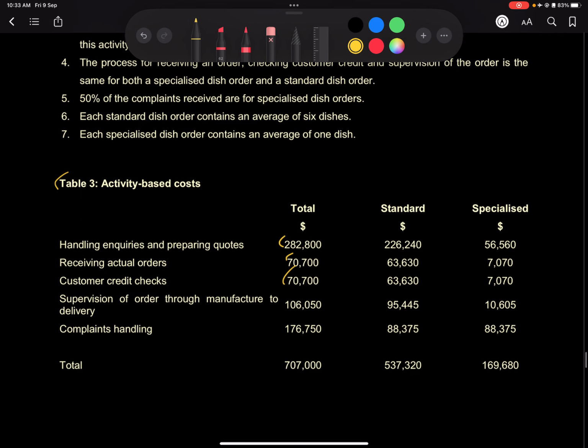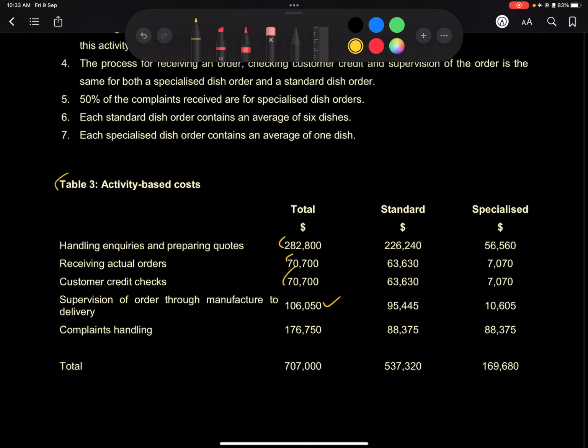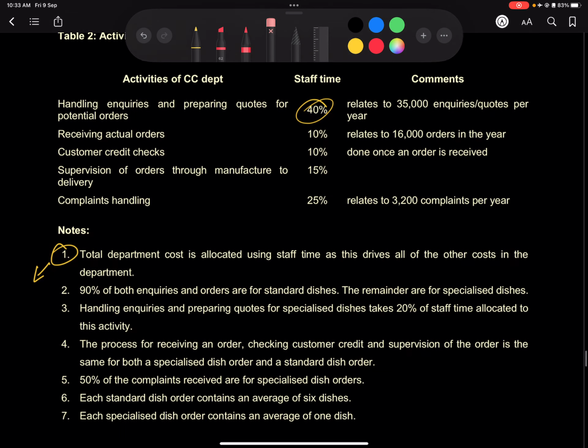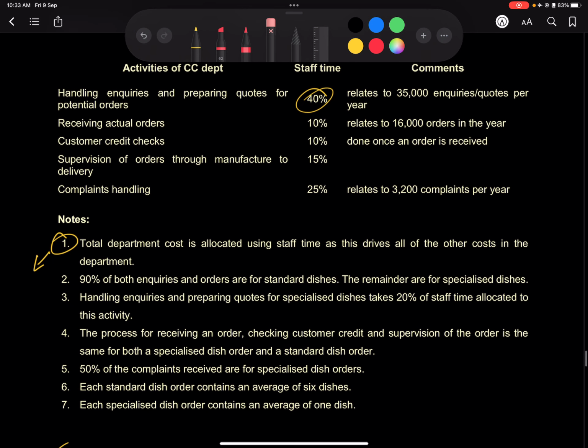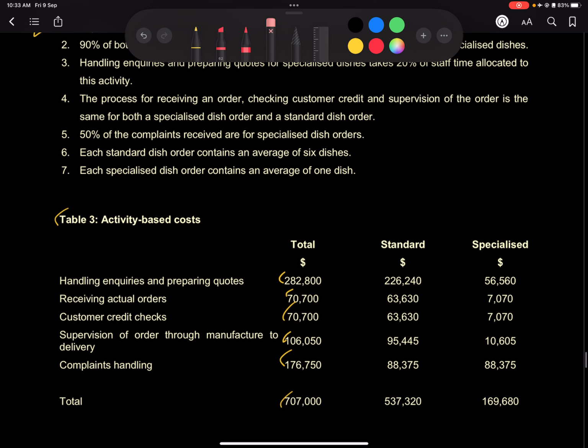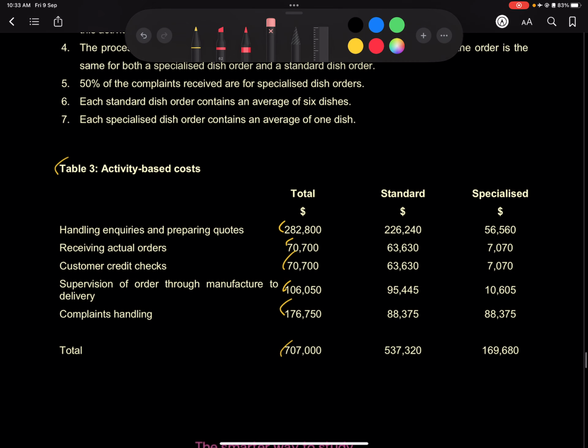So that's going to give us 106,050. Okay, that's fine as well, right? We don't have any problems calculating all this. You see, the total is 707,000, right? So it's just going to be 25% times 707,000. So 0.25 into 707,000, that's going to be 176,750, right?